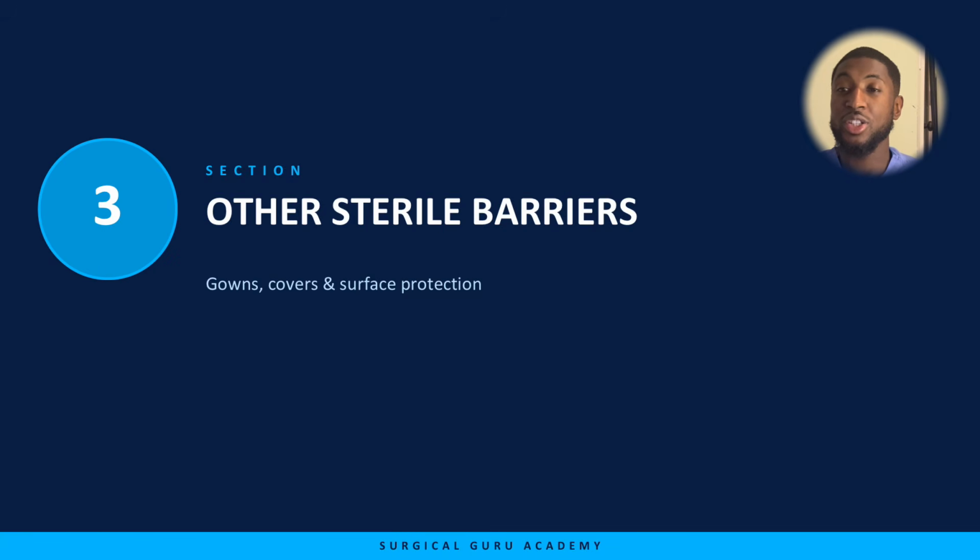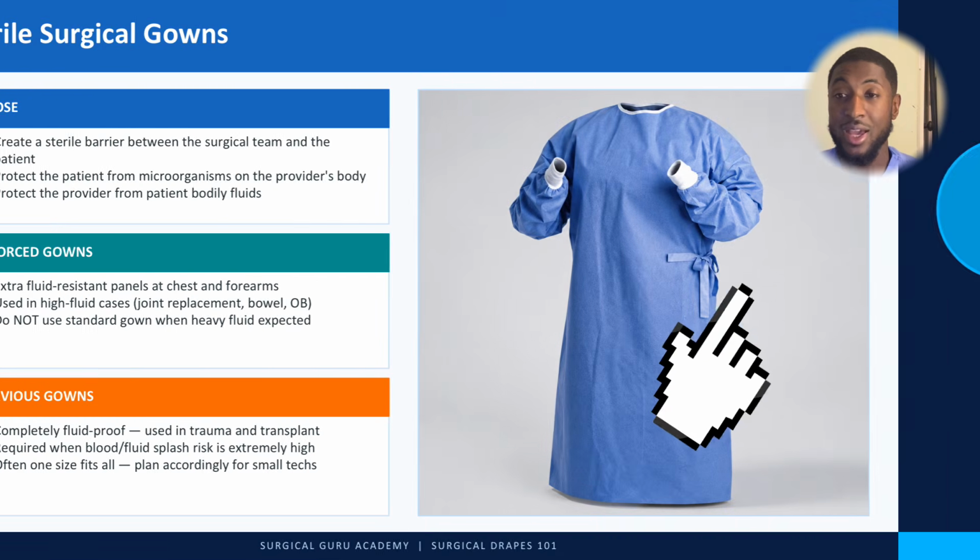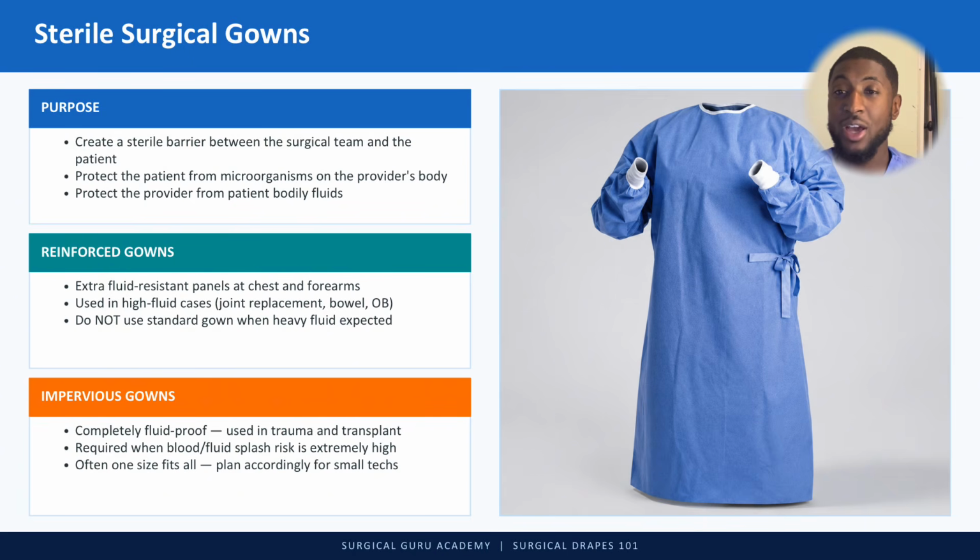And our final section, section 3, other sterile barriers, surgical gowns. Your surgical gown creates a sterile barrier between the surgical team and the patient. It protects the patient from microorganisms on the provider's body, and protects the provider from the patient's bodily fluids. Reinforced gowns have extra fluid-resistant panels at the chest and forearms, and are used in high fluid cases: joint replacements, bowel surgery, OB. Do not use standard gowns when heavy fluid is expected.